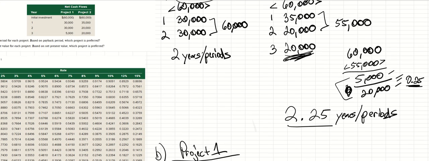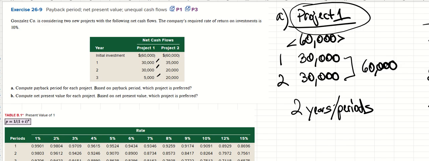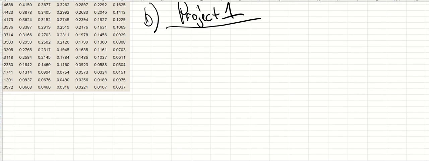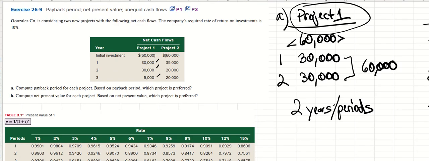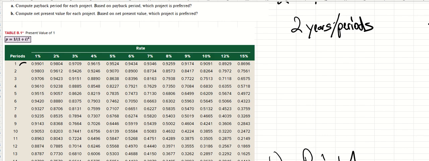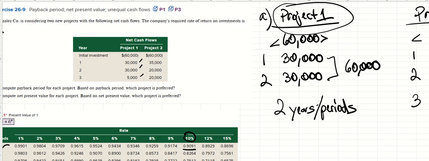Okay, so project 1, we're just going to take these cash flows here, let me just zoom in here, for years 1, 2, and 3. So we're going to start off with year 1. Year 1 is going to be 30,000. Since our required rate of return is 10%, and this is for year 1, we're going to go down to period 1, and we're going to go to 10%, and we're going to apply this 0.9091 factor to the $30,000 of cash flow. So 0.9091, that's going to come out to be $27,273.